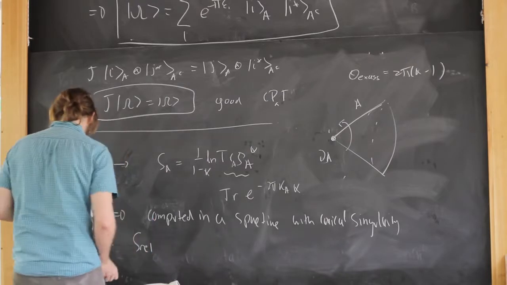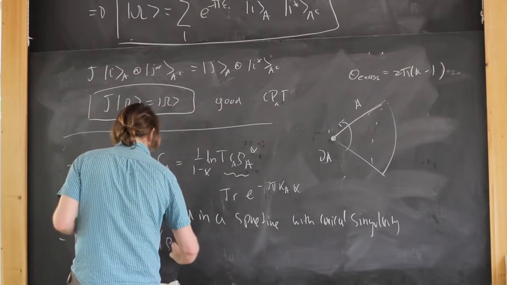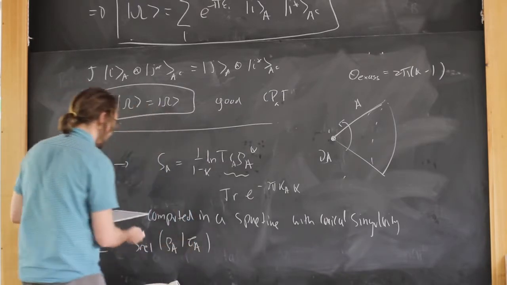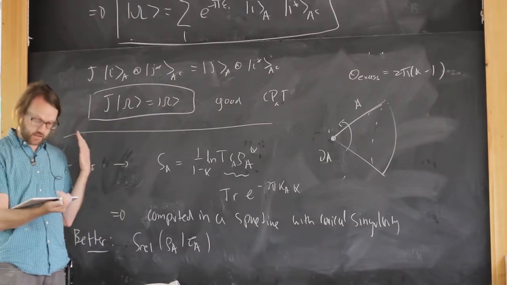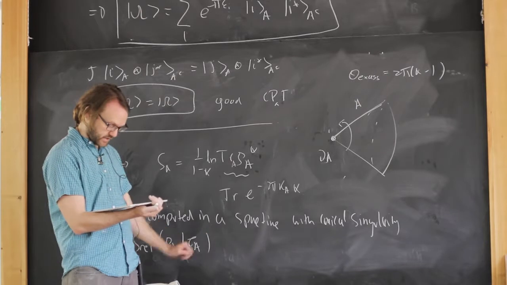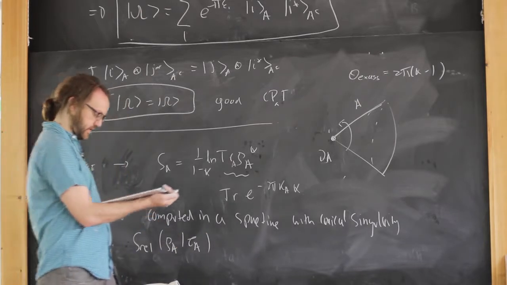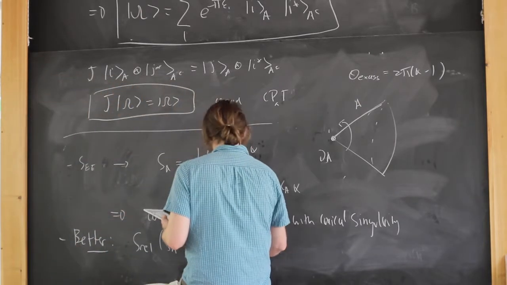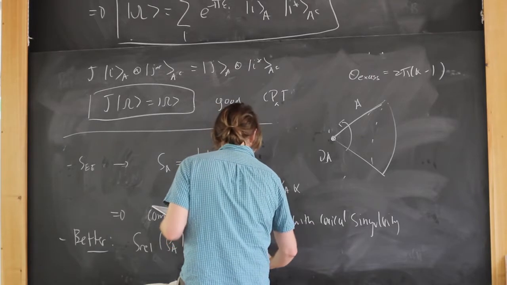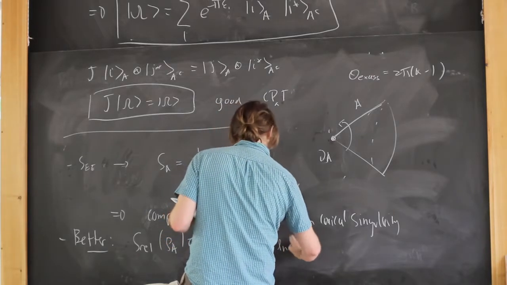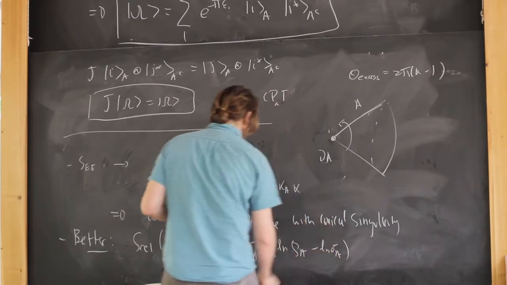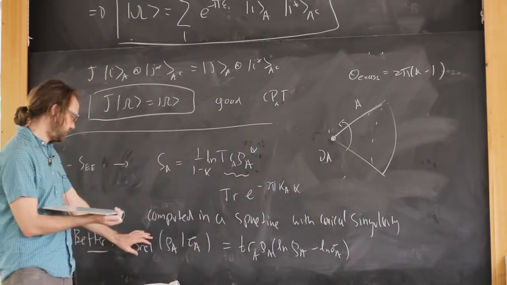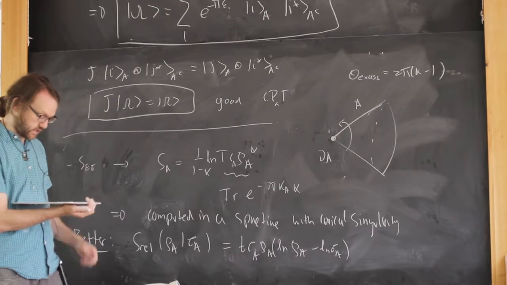And relative entropy takes two density matrices. And it's a way of comparing the two density matrices. It tells you how distinguishable they are. And you can write this as, well, it's defined as trace rho A, and if it vanishes, then these two density matrices are the same.